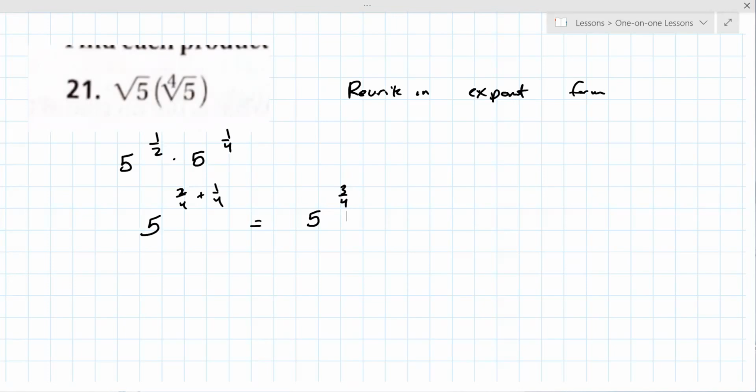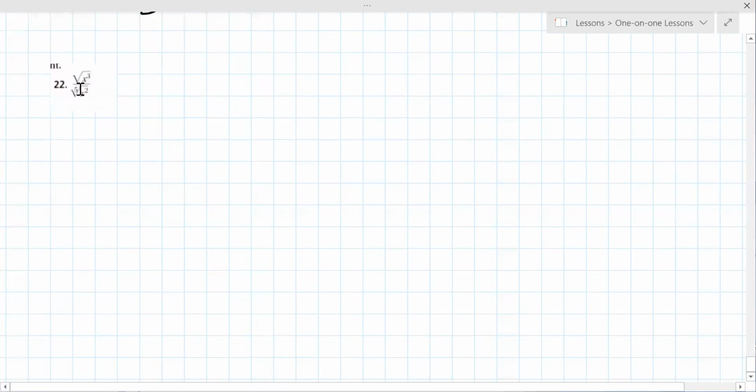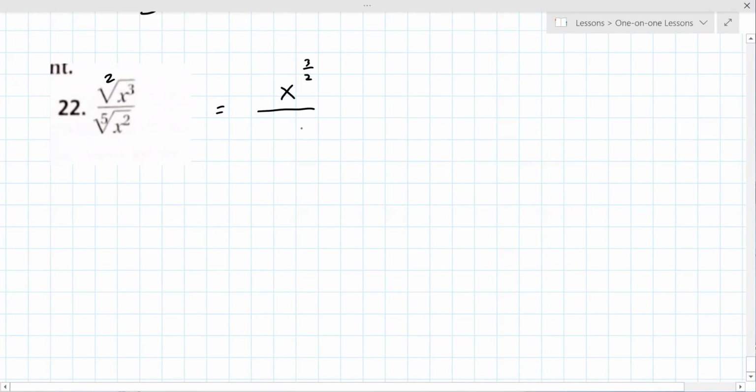But you have to know to do that. You have to know to convert to that form to be able to answer that question. Yeah. 22 is similar, except it's with a variable instead of numbers. The one on top here, there's really a 2 here. So this becomes x to the 3/2 power over x to the 2/5 power.